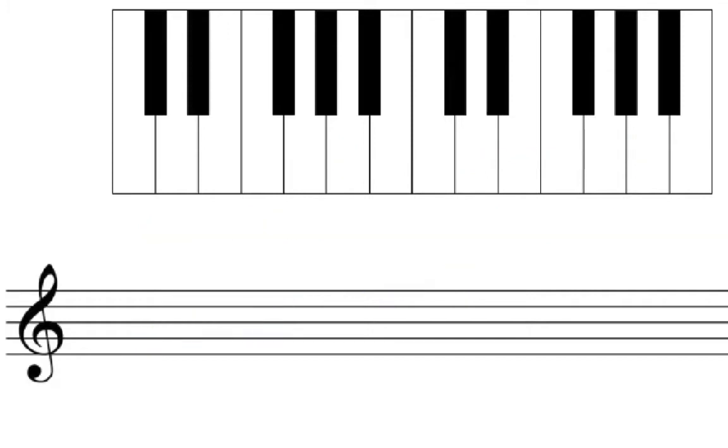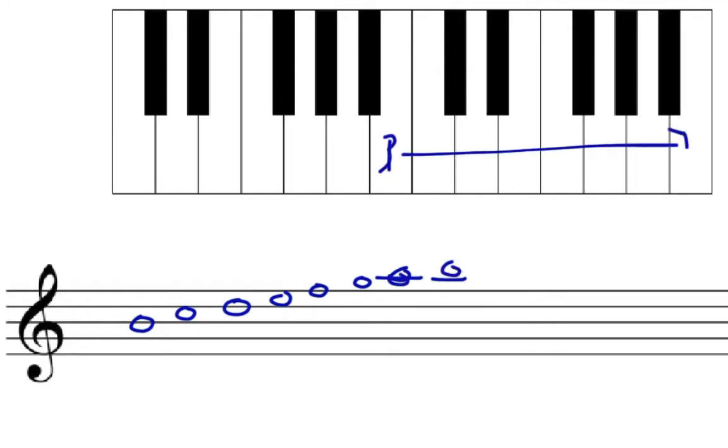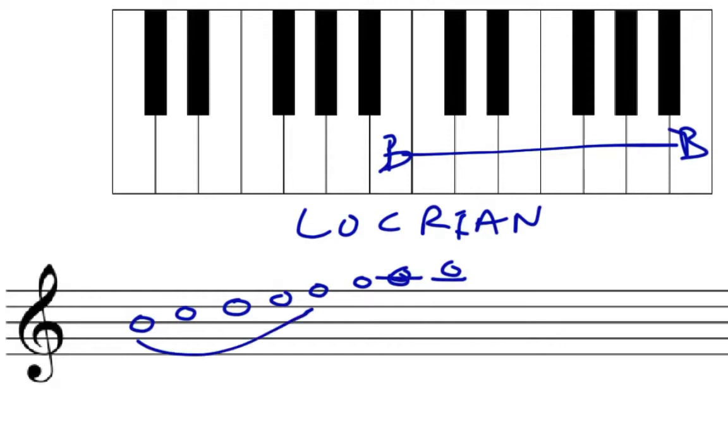And let's do one more. It's not used very much, but just to be complete about it, B to B will be the Locrian. Okay. So B up to B. That's Locrian. Can you tell why it's not used very much? Because of this tritone from 1 to 5. Kind of gives it a weird sound.